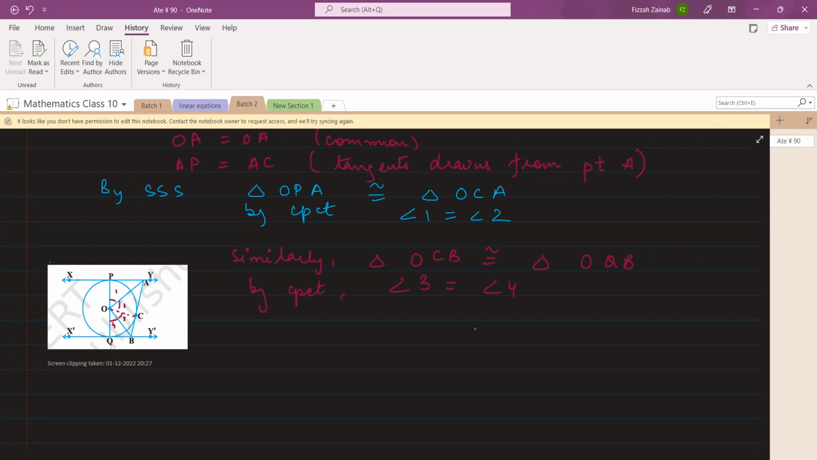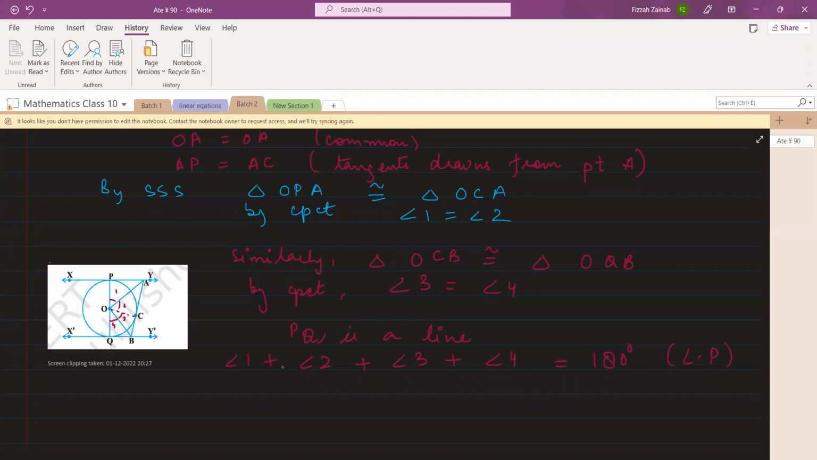Now, because PQ is a line. PQ is a diameter or it's a line. It's not given in the question that it's a diameter, but it's shown as passing through the center. Anyway, PQ is a line, right? Now all the angles are lying on it. So that means angle 1 plus angle 2 plus angle 3 plus angle 4 is equal to 180 degrees. Is that clear? Because of linear pair.